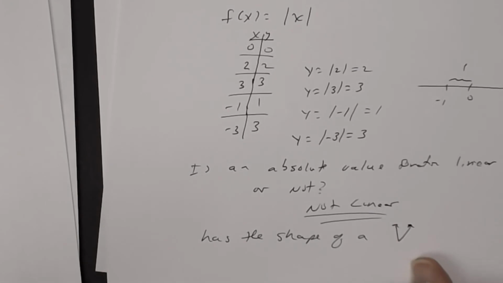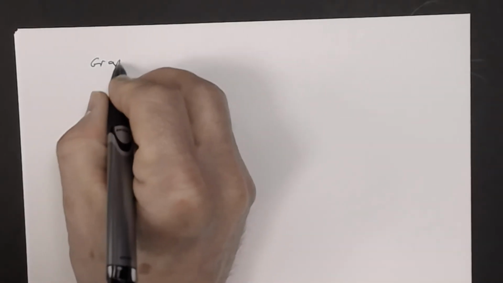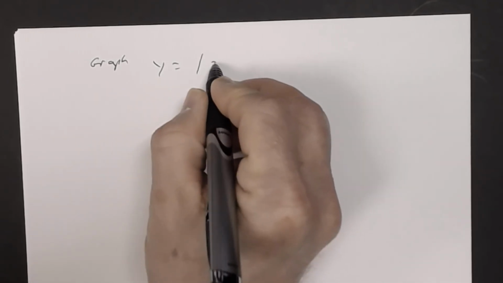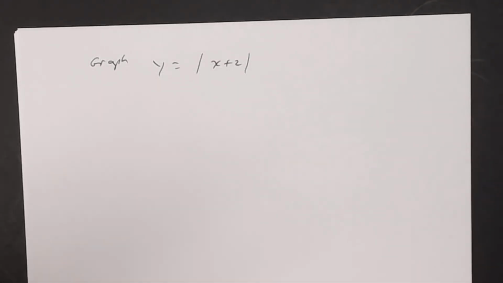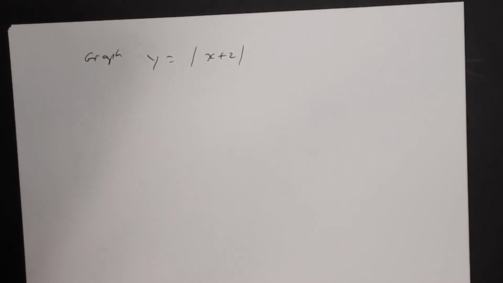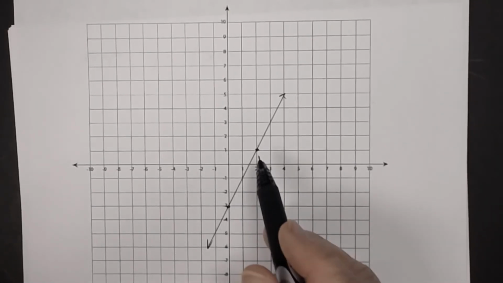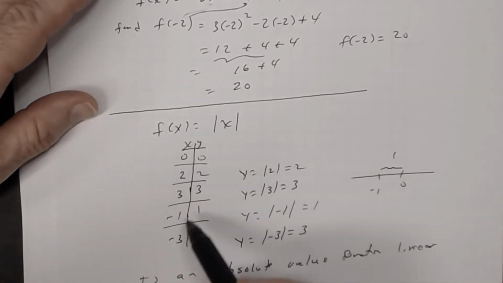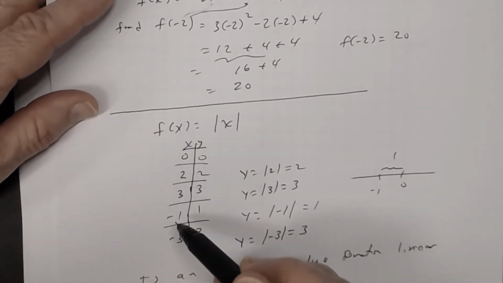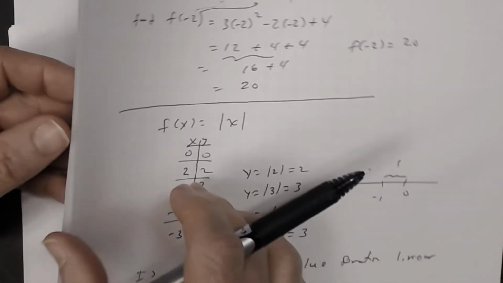Now, let's look at another example. Let's graph another absolute value function. Let's suppose you want to graph y equal absolute value of x plus 2. Okay? All right, so I want you to notice something. When we graphed this linear function, I just needed 2 points. When I graph an absolute value function, you need to use a variety of points. 2 points is not going to suffice.